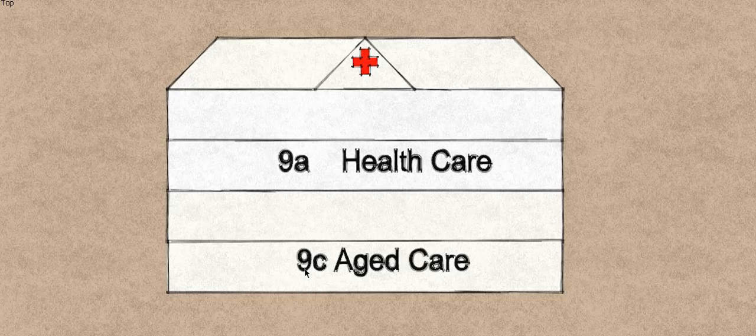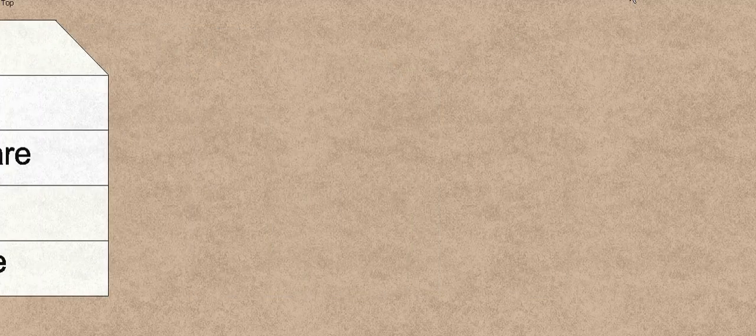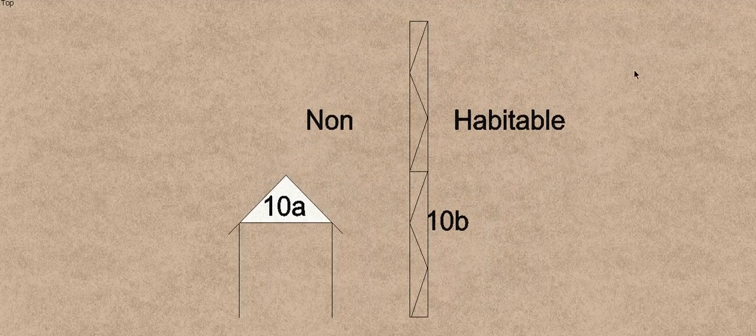The last building that we need to look at, or the last classification to look at, is what they call class 10, obviously. So class 10 buildings are non-habitable buildings. So class 10A are carports, garages, sheds, that sort of thing. Just a building that you're not going to actually sleep in. Class 10B are things like antennas, fences, retaining walls, swimming pools, that sort of thing fall into class 10B.